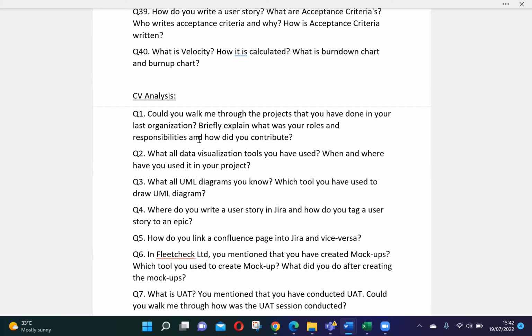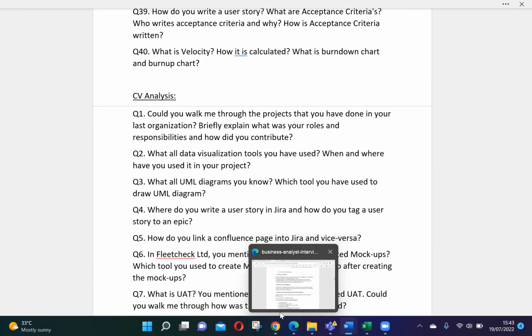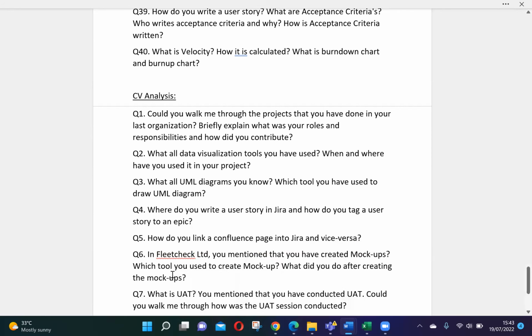So where do you write a user story? In Jira. And how do you tag a user story to an epic? The reason I mentioned this question is because you have mentioned Jira in your CV, so I want to test whether you have actually used Jira or not. So how do you write a user story in Jira? Have you used Jira first of all? Otherwise you will not understand what I'm saying.